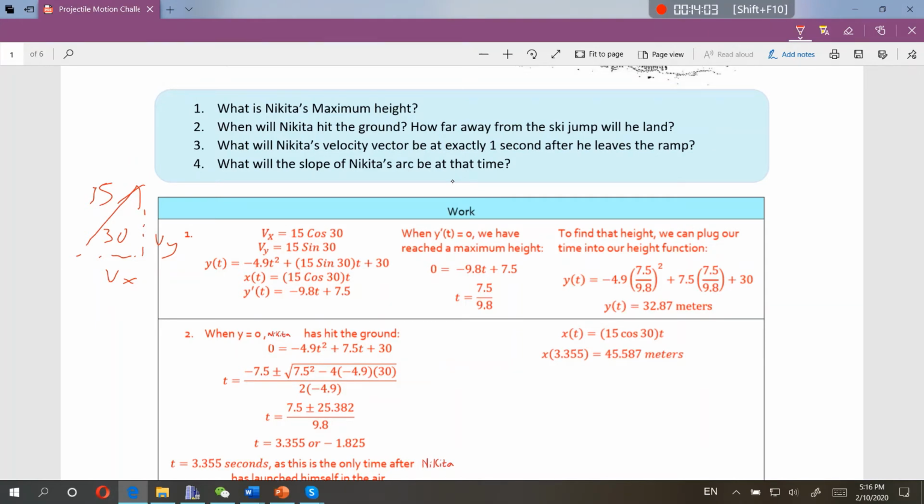To get maximum height, I need to derive my vertical distance equation and set that equal to 0, because when Nikita doesn't have any vertical velocity, he has stopped going up and started to go down. In order to change direction, we have to hit 0. So if I derive this, I'll get negative 9.8t plus 7.5. Sine 30 is 1/2, so 1/2 times 15 is 7.5. Setting that equal to 0 and solving for t gives 7.5 over 9.8. Then to find the height, I can plug that time back into my height equation to get 32.87 meters. Any questions on part 1?